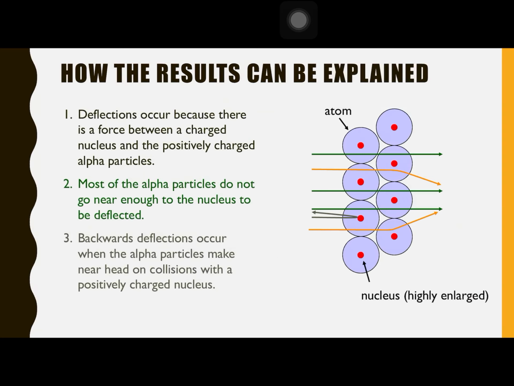So how do we explain these results? Now the fact that there were deflections means that there is a force between the positively charged nucleus and the positively charged alpha particles. Second, most of the alpha particles do not go near enough to the nucleus to be deflected. And thirdly, the backward deflections occur when the alpha particles make a near head-on collision with the positively charged nucleus.